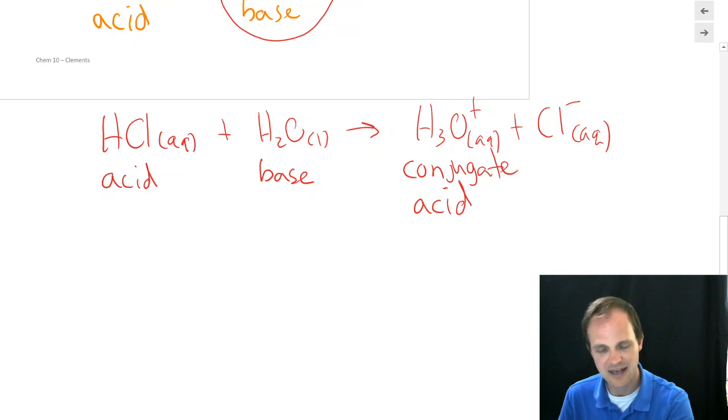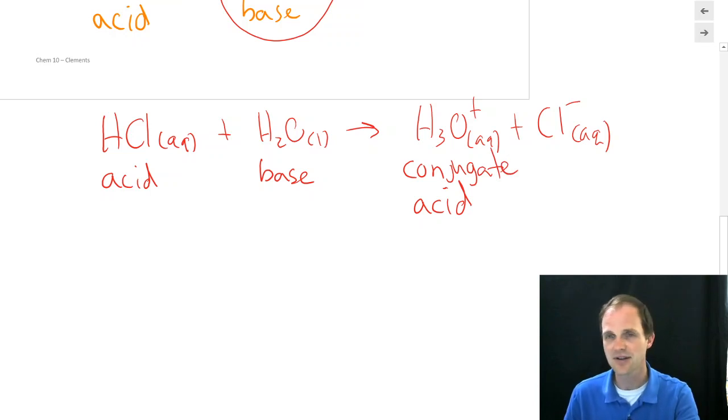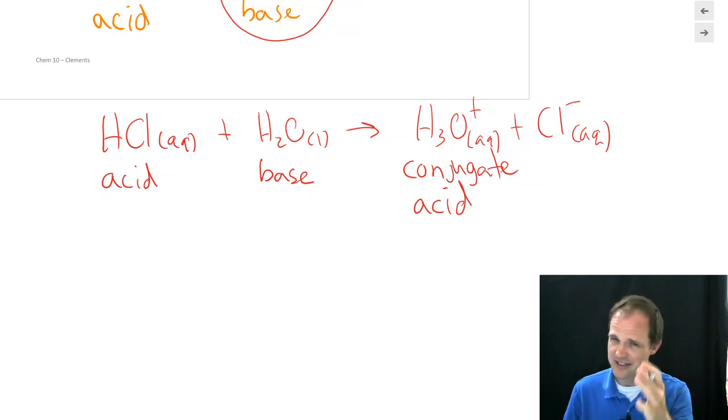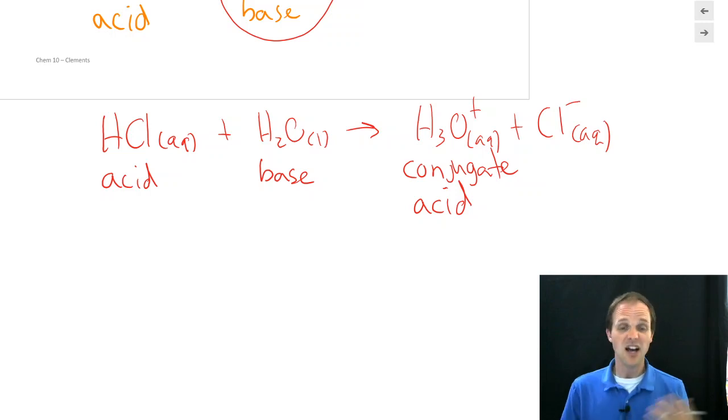Now, conjugate acids and bases, I tell you, it took me like 30 years to really understand what those were. When I finally understood, I was like, duh, I can't believe this took me like 30 years to figure out. But it did. So if it doesn't quite make sense at first, don't worry. You've got about 30 more years. And in that time, they'll even give you a PhD in chemistry, even if you really don't quite understand what these words mean.